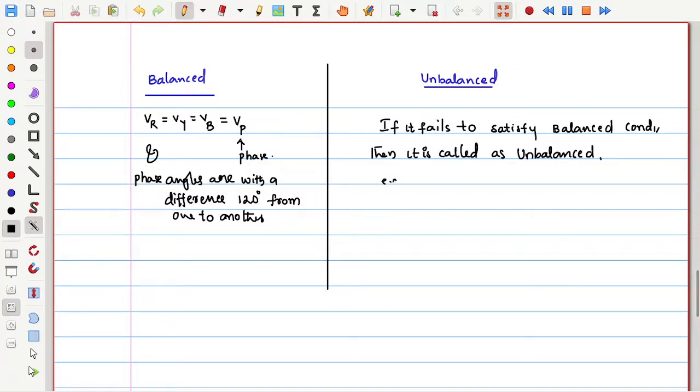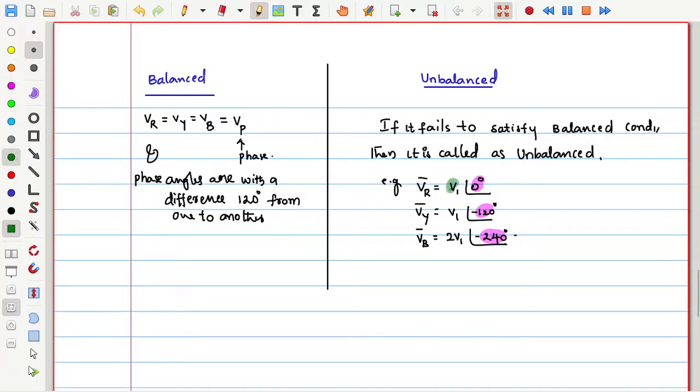For example, let me show voltages directly like this. VR is equal to V1 at an angle of 0. Vy is equal to V1 at an angle of minus 120. Vb is equal to 2V1 at an angle of minus 240. Is it balanced or unbalanced? Angles are at 120 degrees, so balanced. But what about magnitudes? That is very important.